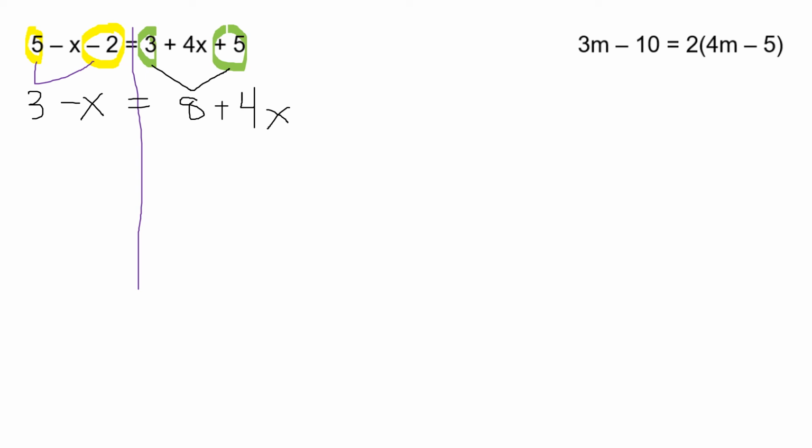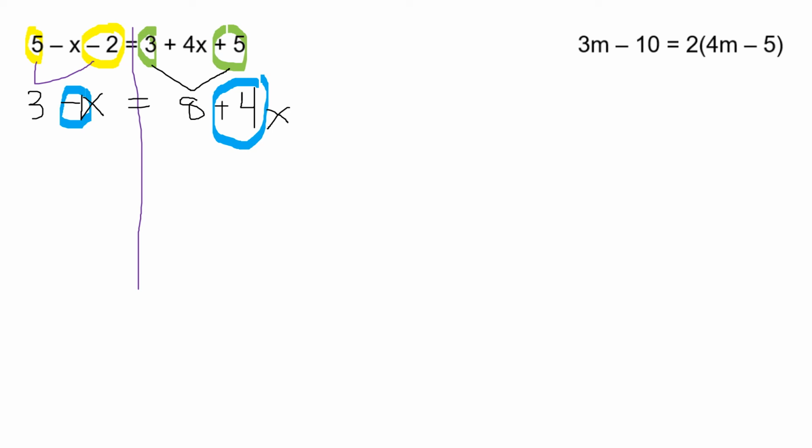So I need to look first at the coefficients with my variables. So we have a negative 1 here because we have no number in front of x, which means that the coefficient there is 1. So we have a negative 1, and we have a positive 4. Now my rule of thumb is that I always move to the side that's higher. So I'm going to move this negative 1x over here with this 4x.